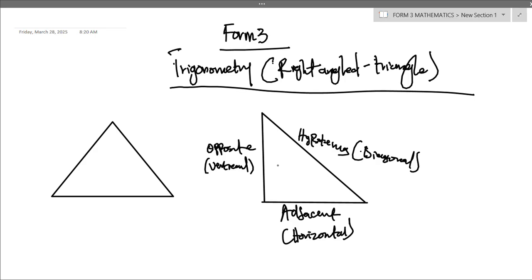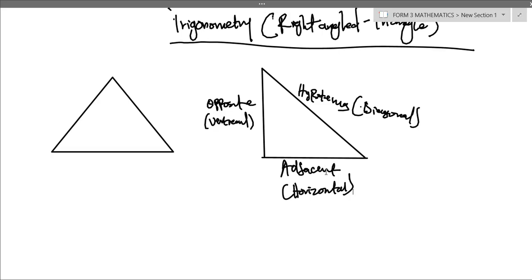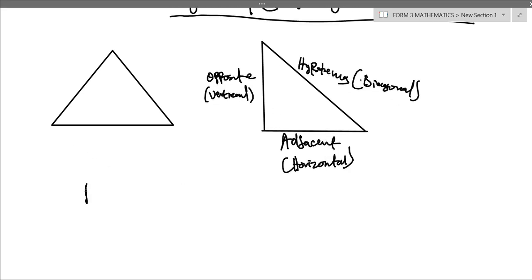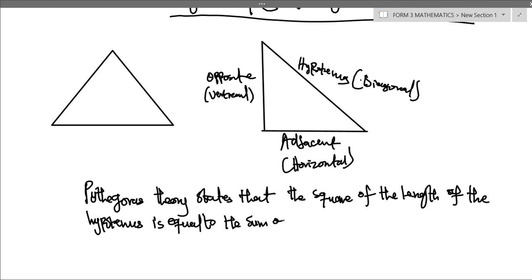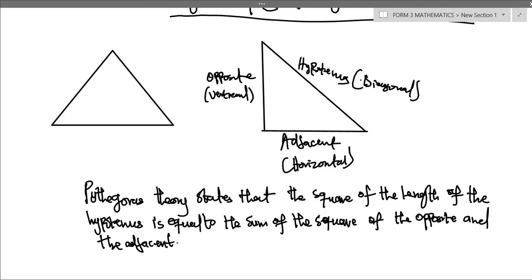And we said that there is a formula we call the Pythagoras theorem, which states that the square of the length of the hypotenuse is equal to the sum of the square of the opposite and the adjacent. And that is Pythagoras theorem.